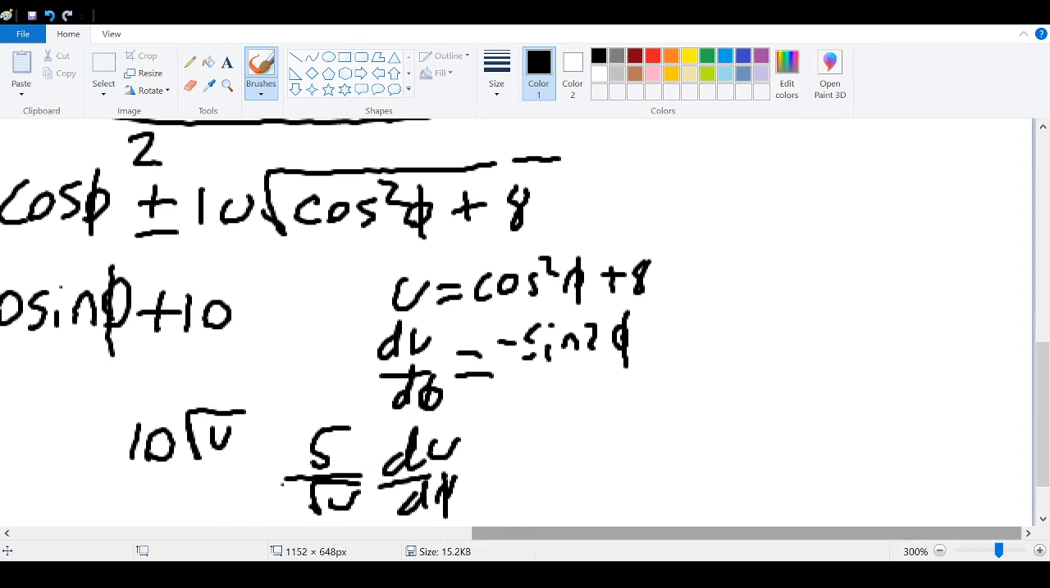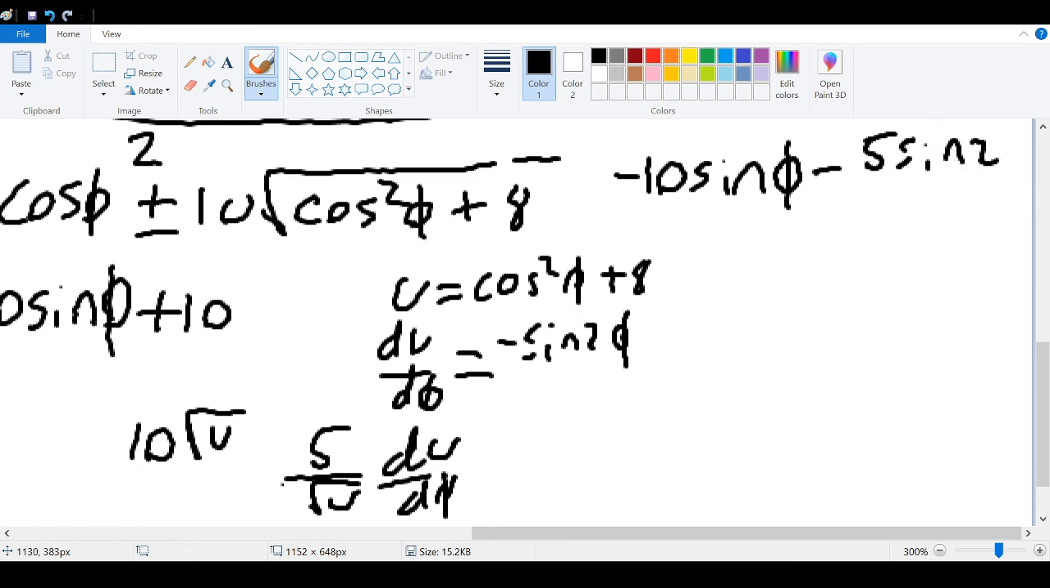And so when we put all of that together, we get the beginning, the negative 10 sine of phi plus, or I guess minus, since we do have that minus sine 2 phi, minus 5 sine of 2 phi, all over the square root of cosine squared phi plus 8. And so here is dh d phi.